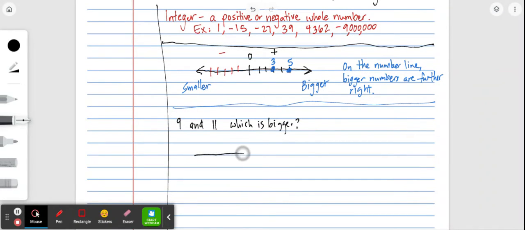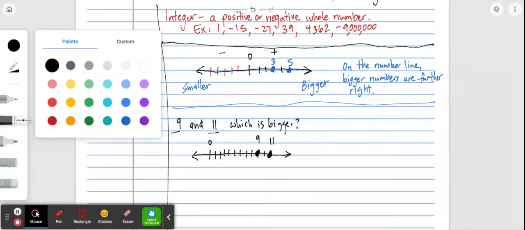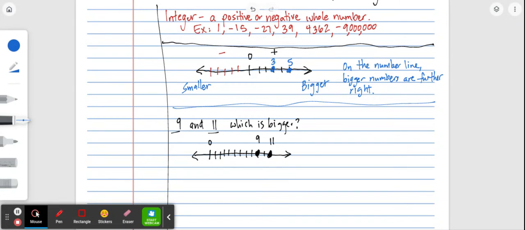So I'm going to draw my number line. Since 9 and 11 are both positive numbers, I don't need very much space on the negative side, so I'm going to start 0 pretty far to the left. Then I'm just going to start counting: 1, 2, 3, 4, 5, 6, 7, 8, 9, 10, 11. Notice when I got to 9 and 11, I marked it, and I'm going to put big dots on there. Now, from earlier, I need to remember that the bigger number is further to the right, which means that 11, because it is further to the right, is bigger. So I'll write 11 is bigger.